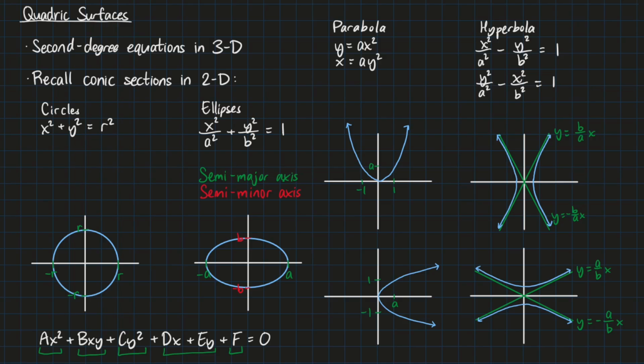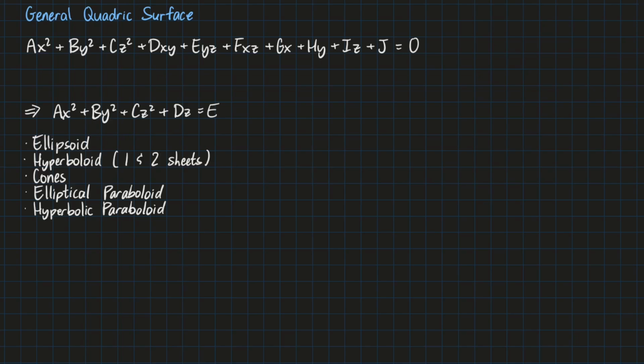So for quadric surfaces in 3D, we have the variable z, and if we have combinations of it in first order and second order, we can have this general equation for quadric surfaces. So we have ax squared plus by squared plus cz squared plus dxy plus eyz plus fxz plus gx plus hy plus iz plus j equals 0. So again, x, y, and z are our variables. The letters a through i are all coefficients, and j by itself is a constant.